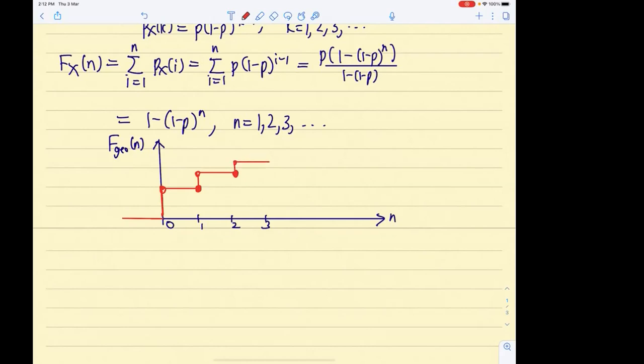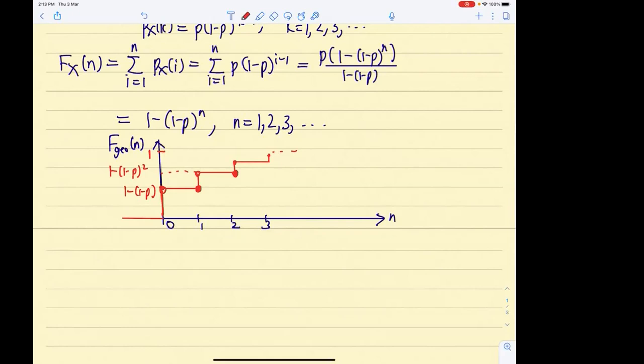So what I'm graphing is actually this. And we actually get towards one. This value here is 1 minus (1 minus p), which is p, and so on and so forth. This value here is 1 minus (1 minus p) squared, and eventually we tend towards 1. So that is our CDF of this particular discrete random variable.